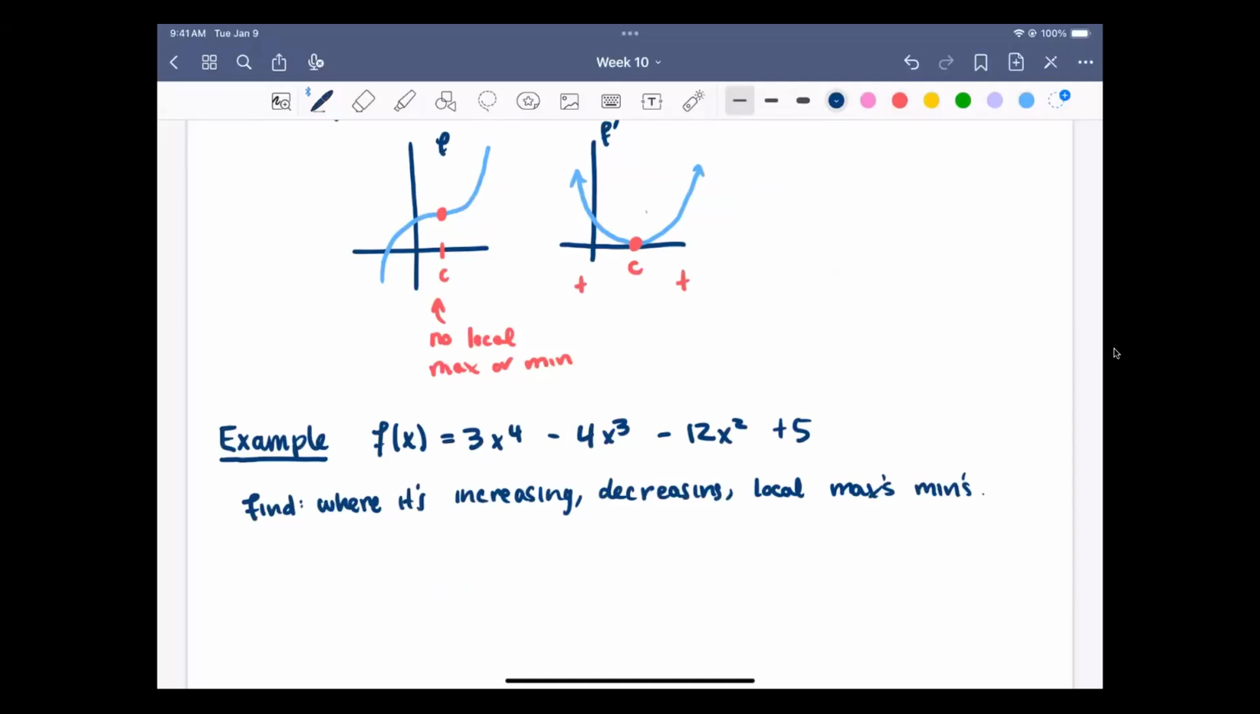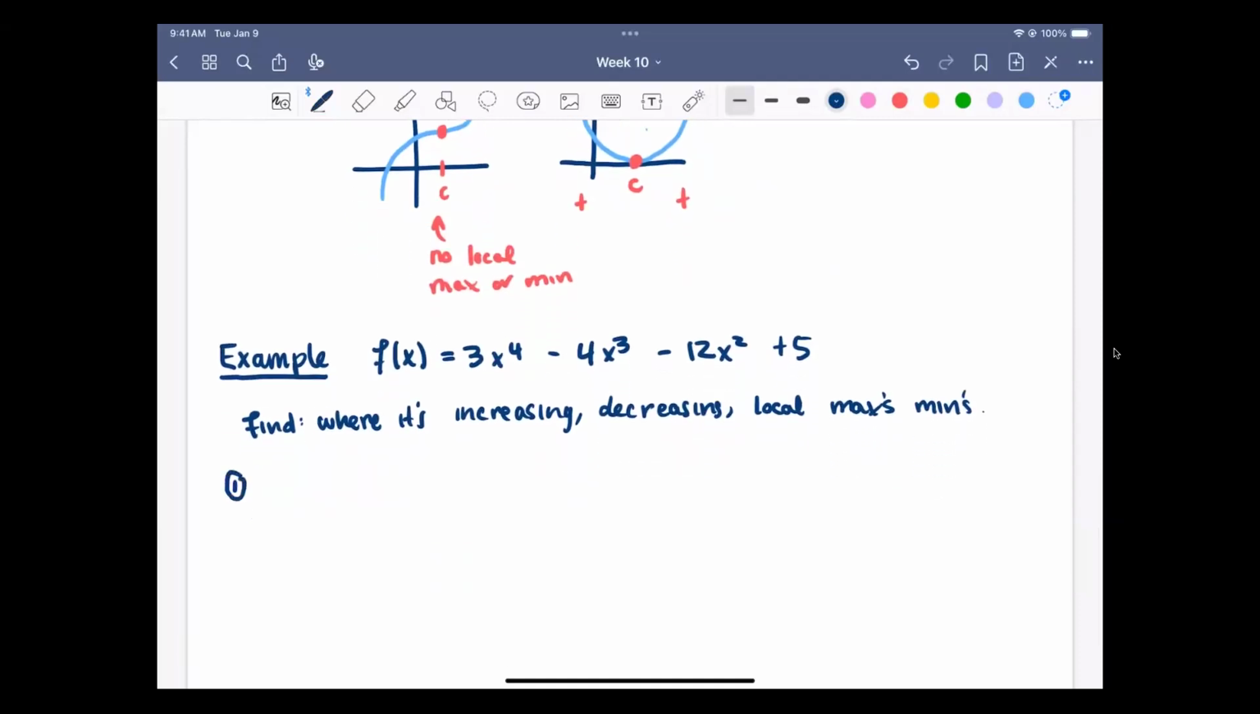So the first thing that we're going to want to do is take the derivative and find where it's 0. That'll give us those critical numbers, so that'll break the real line up into intervals just like that, where on each interval the function is either increasing or decreasing on the whole interval. And then those are also our candidates for being local maxes or mins. So let's do that first.